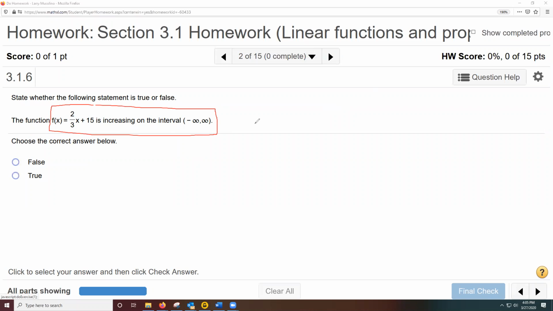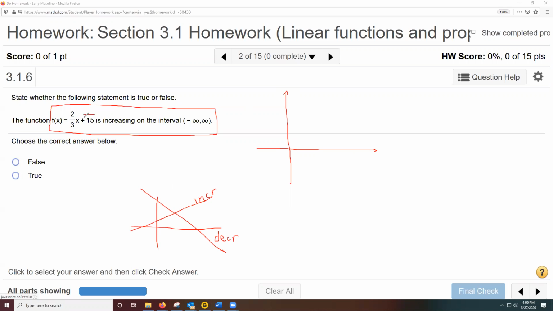Well, let me sketch a quick graph here. I don't have to be too precise. I just want to know if the graph is increasing or decreasing. And remember, if a graph is heading uphill, by the way, I know this is going to be a straight line, if a graph is heading uphill, this means the function is increasing. But if the graph is going downhill, this would mean decreasing. So I really just need to get a general idea of the shape of this graph.